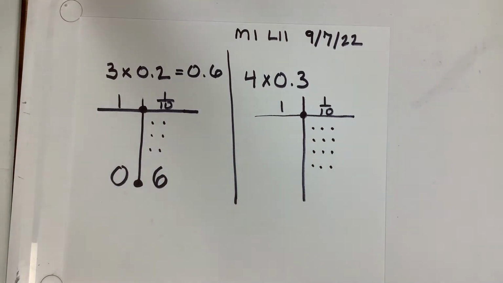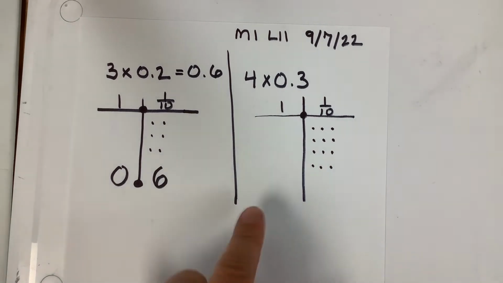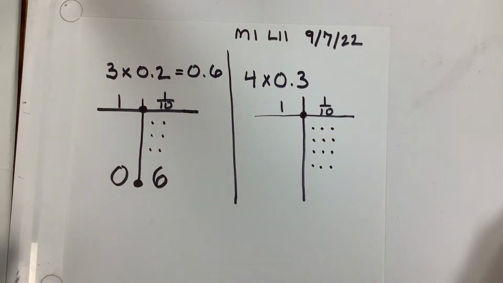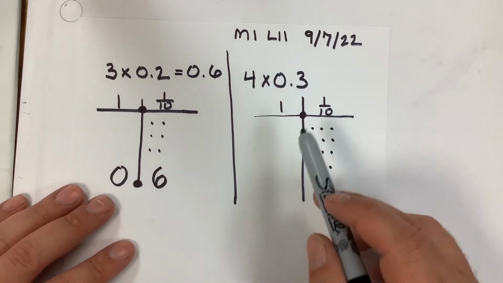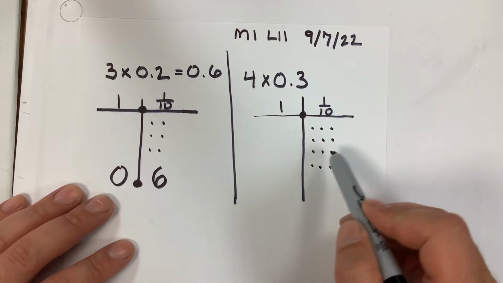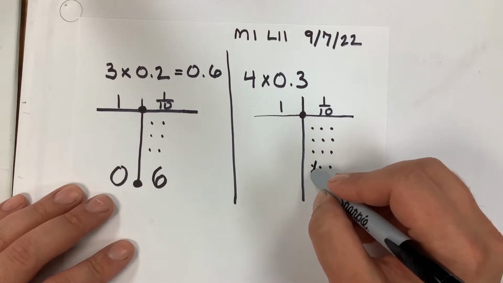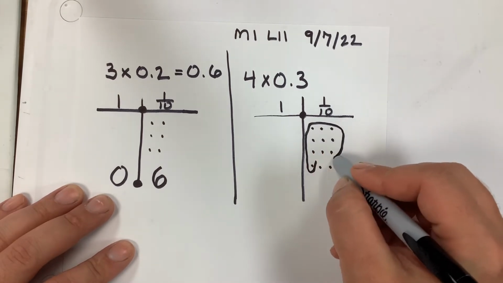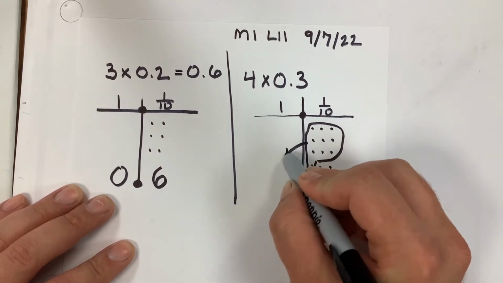Now you might have realized that I have too many chips or dots in this place value. Remember, we can only have 9. At 10 or more, I have to start bundling. So I'm going to count out 10 and see if we need to bundle. 1, 2, 3, 4, 5, 6, 7, 8, 9, 10. So I circle my 10, and I bundle them over.